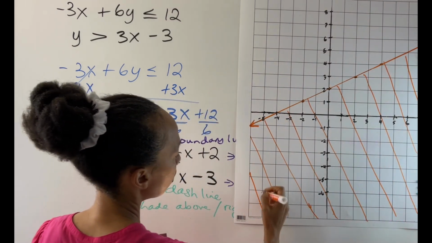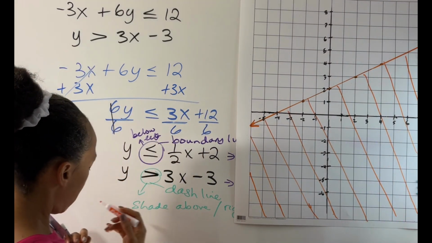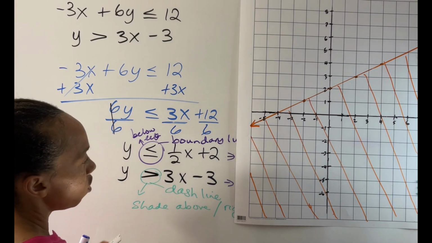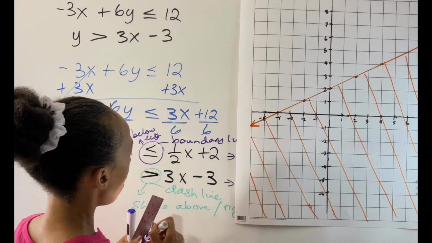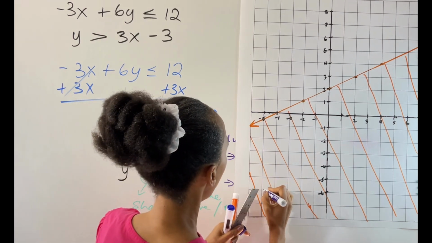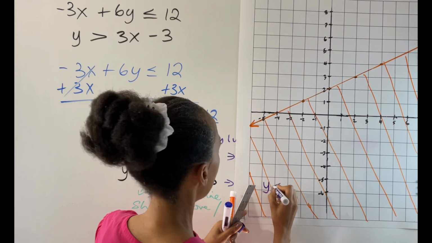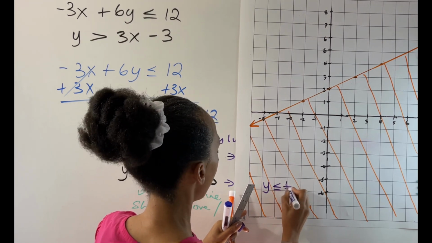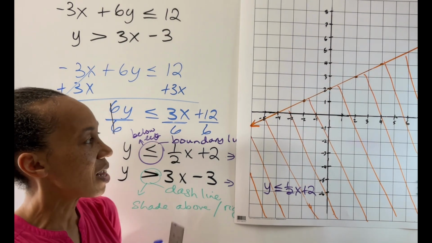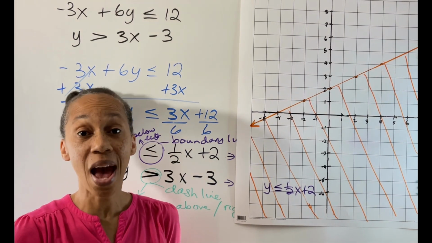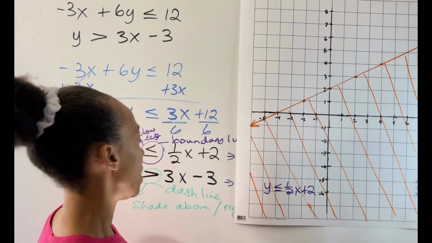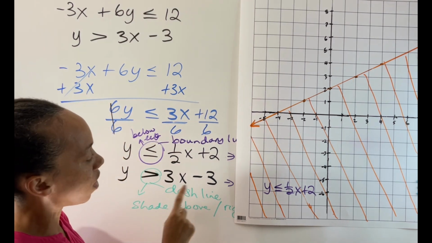And I would suggest you write your inequality inside that shaded region, so you know that that is the part for this inequality that is given to you. So you will write y is less than or equal to a half x plus 2. Then the next thing that we have to do is graph the second inequality, and we are going to do it the same way as we did the first one.